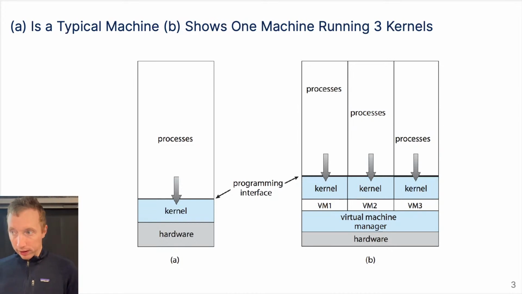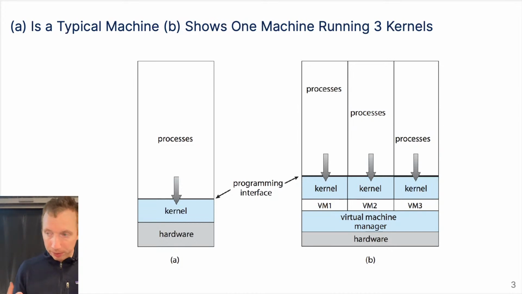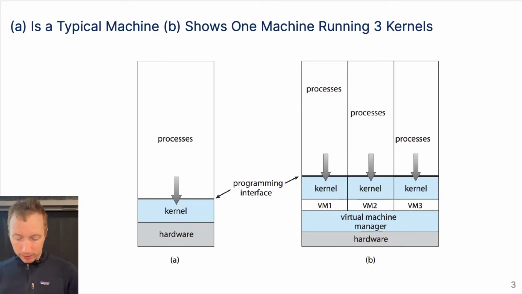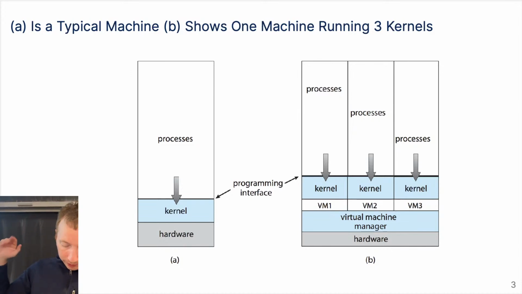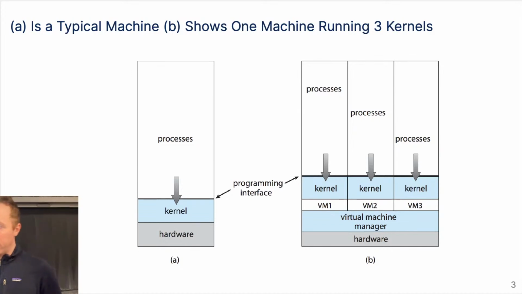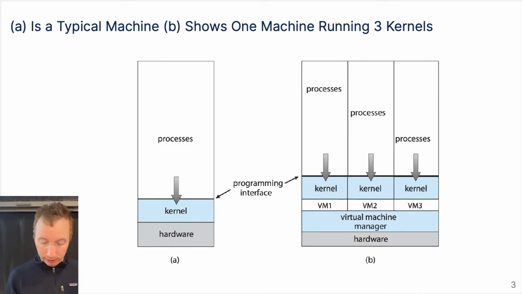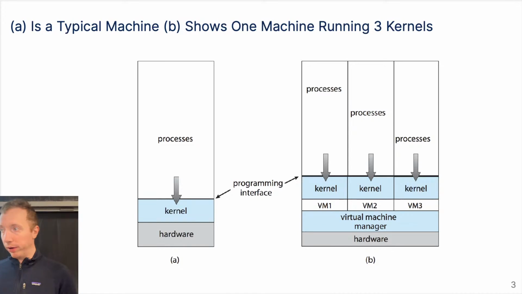And then in the virtual machine case, in B on the right here, we have multiple kernels on our machine, and they are all allocated different virtual machines. So here we have virtual machine 1, 2, and 3. And then there's an interface for each of the virtual machines to call into the virtual machine manager or hypervisor, and then that is what talks directly to the hardware.